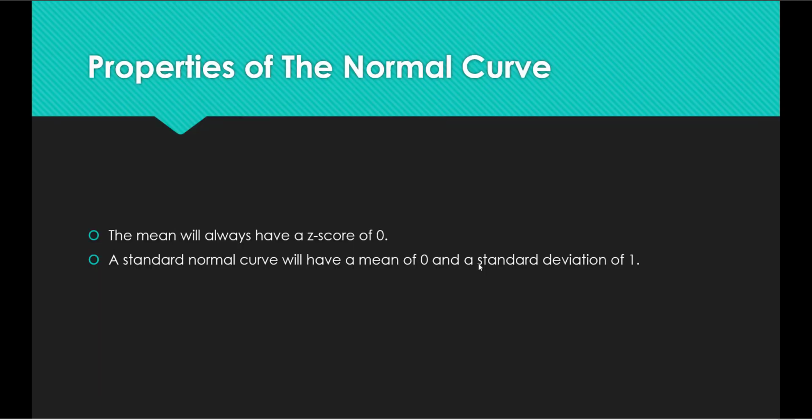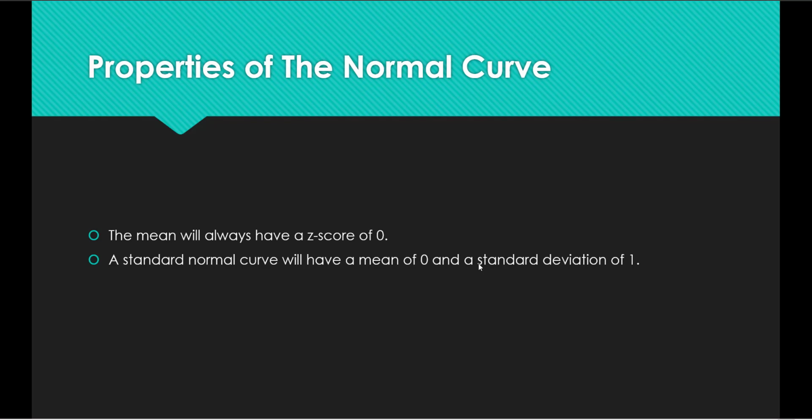Alright, some things to keep in mind here. The properties of a normal curve are such that the mean will always have a z-score of 0. This is because if we took our mean of 531 as our raw score, and subtracted the mean of 531 and divided by our standard deviation of 114, we're going to get 531 minus 531, 0, divided by 114, which is still going to be 0. So the mean for a z-score will always be 0. And a standard normal curve will have a mean of 0 and a standard deviation of 1, always.